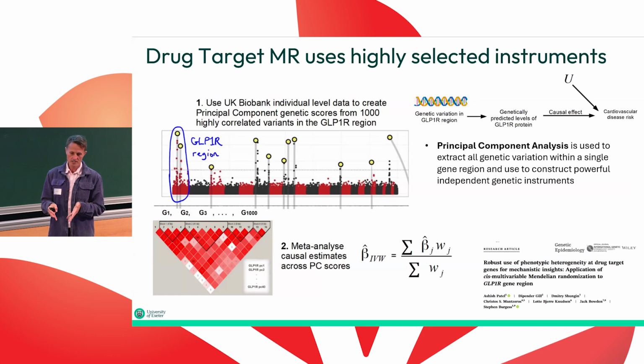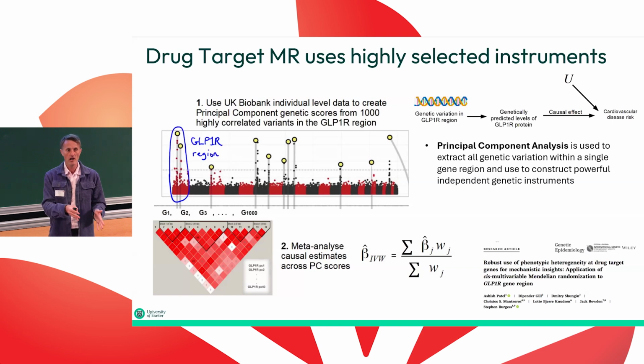But in this sort of drug target context, we use genes from a much more specific gene region. So if we're interested in a specific protein, there's a single gene region that will be the genetic code for that protein. And then we hone in on that single region and try to construct genetic instruments. Now, the statistical challenge from doing that is that genes in a tight gene region will be highly correlated due to a phenomenon called linkage disequilibrium.